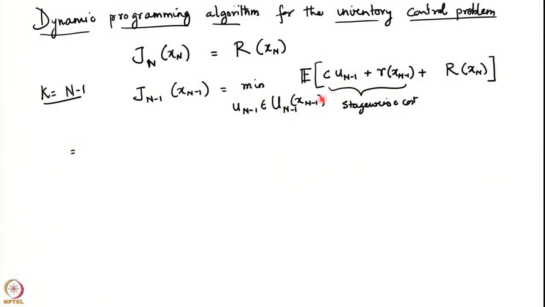Consequently, capital U_{n-1}, regardless of what x_{n-1} is, only says that the small u_{n-1} should be greater than or equal to 0. In other words, this constraint can simply be written in the following way. It can be written as the minimum over u_{n-1} greater than or equal to 0 of the expectation of this term, c_n u_{n-1} plus small r of x_{n-1} plus capital R of x_n.